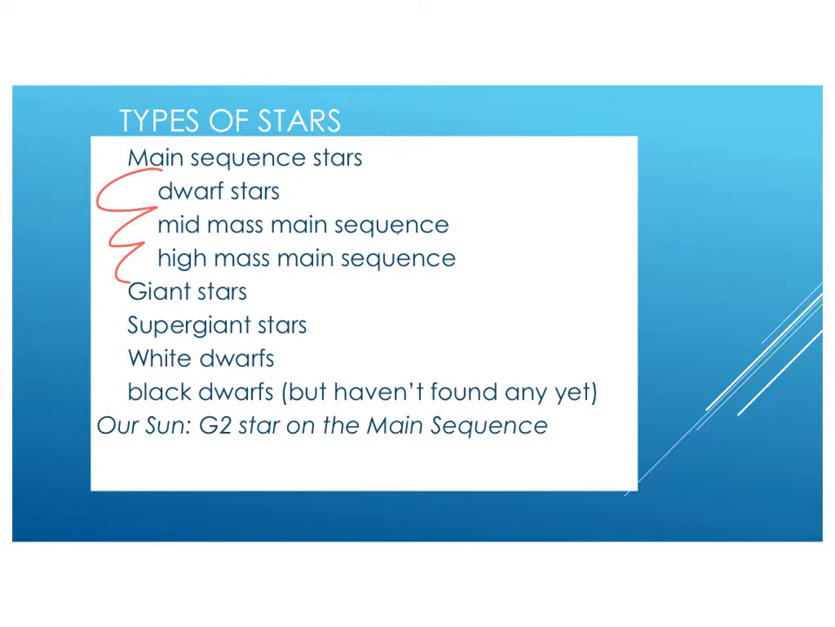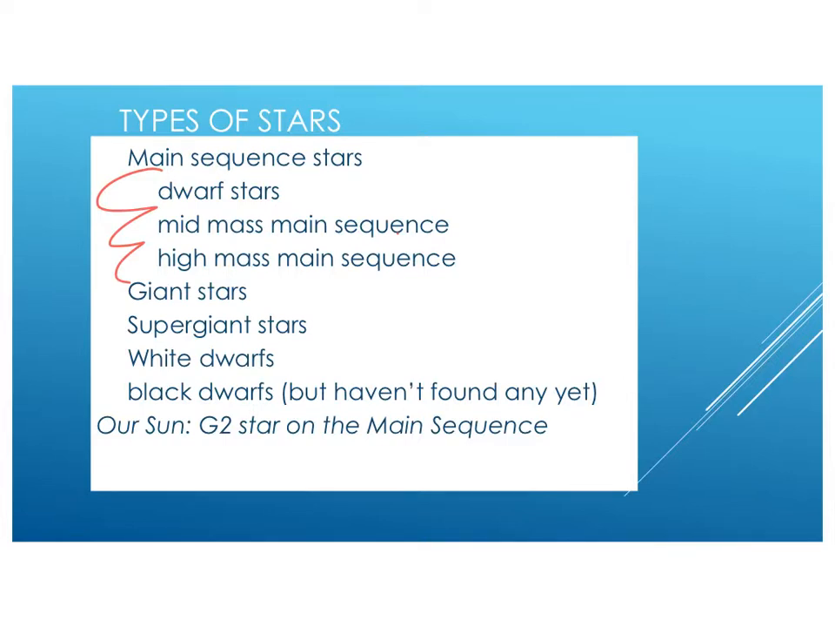Think about this as the height at which you are when you enter adulthood. For me, at 5'1", I'm never going to be a tall person. I will not continue growing. In the same manner, we don't have dwarf stars that then become medium mass, that then become high mass. The mass they are born with is the mass that they keep, and that's an important distinction.